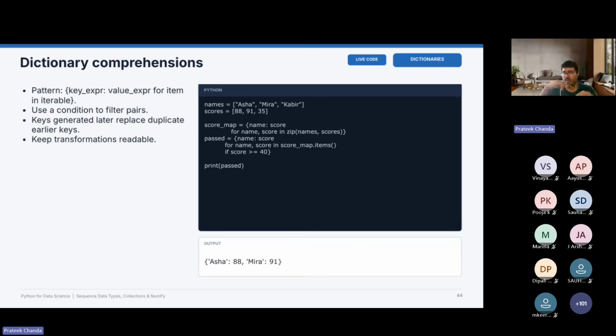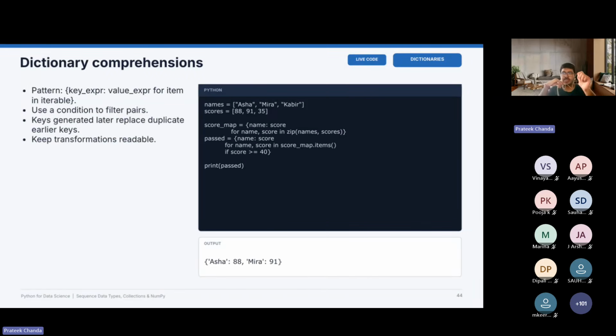The second operation is a dictionary comprehension, where you are looking at name and score in the score map dot items. I was mentioning score map dot items returns you a tuple, and you are now doing this tuple unpacking operation here. So name and score in score map dot items basically means that name is iterated over the list of keys and score is iterated over the list of values.